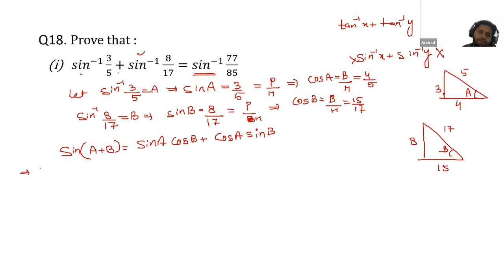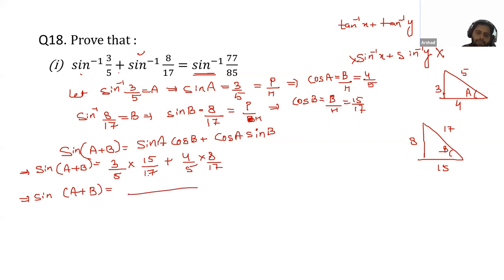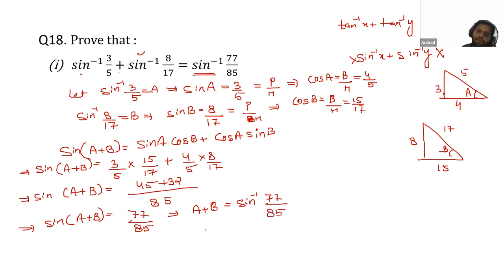Now we can put these values here. Sine of A plus B is equal to sine A, which is 3 by 5, times cos B, which is 15 by 17, plus cos A, which is 4 by 5, times sine B, which is 8 by 17. Taking the LCM, 85, we get 45 plus 32. So sine of A plus B is equal to 77 by 85, and A plus B is equal to sine inverse 77 by 85.